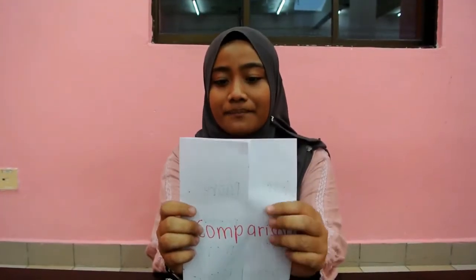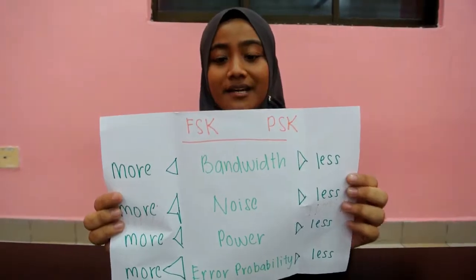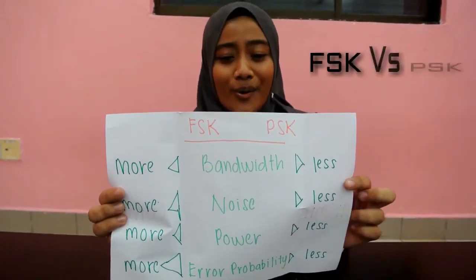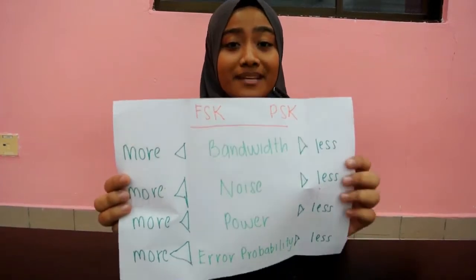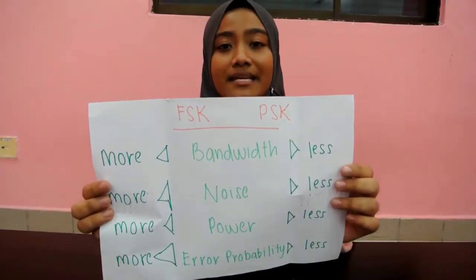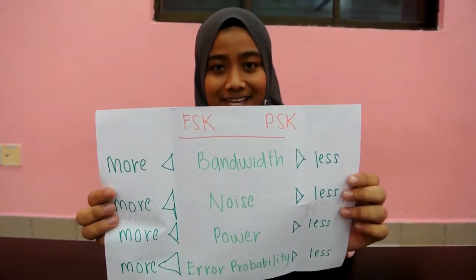So here, I have the comparison between the PSK and the other bandpass, which is the FSK. The FSK is the frequency shifting, which we already explained before. There are several characteristics that can be shown here, which are bandwidth, noise, power, and the error probability. From this comparison, it can be shown that the PSK has lesser compared to the FSK.